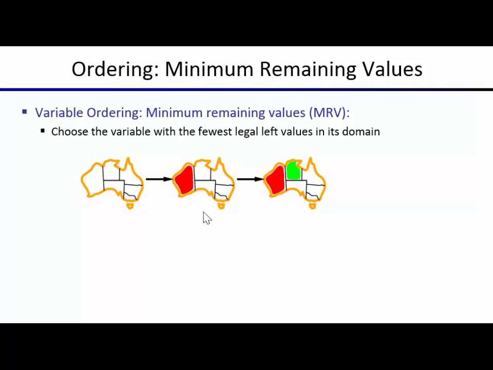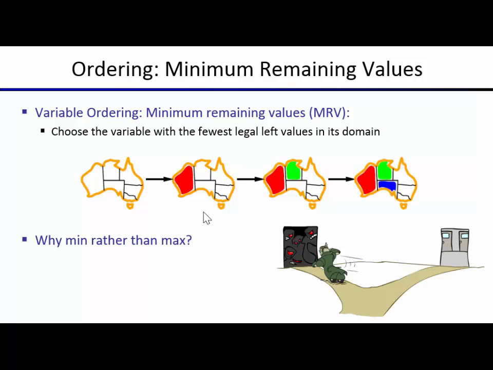Why is that a good option? In the coloring problem, you'd always pick neighbors of things you already colored. It actually allows you to have a smaller branching factor, because you look at variables with very few options and you have very little branching compared to picking a variable with all options still open. So that's a good thing in terms of having a smaller search tree overall. So this is a fail-fast ordering.